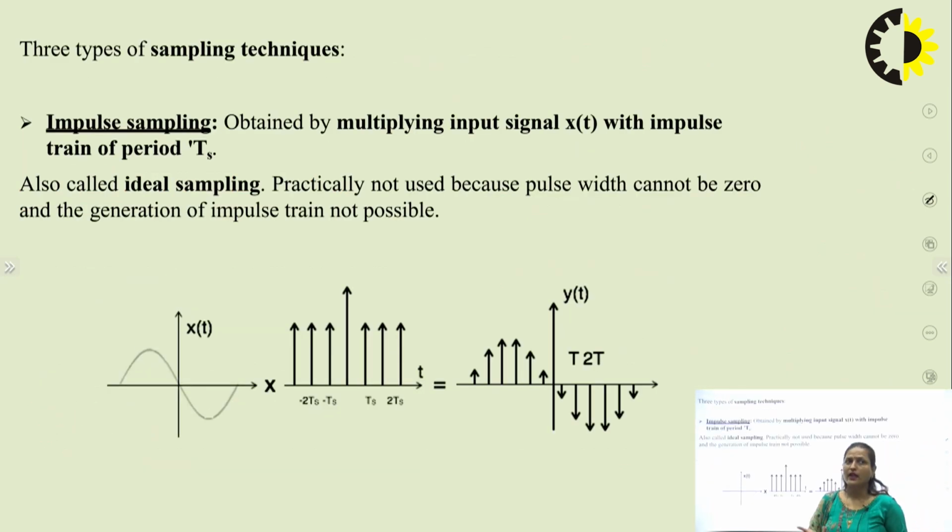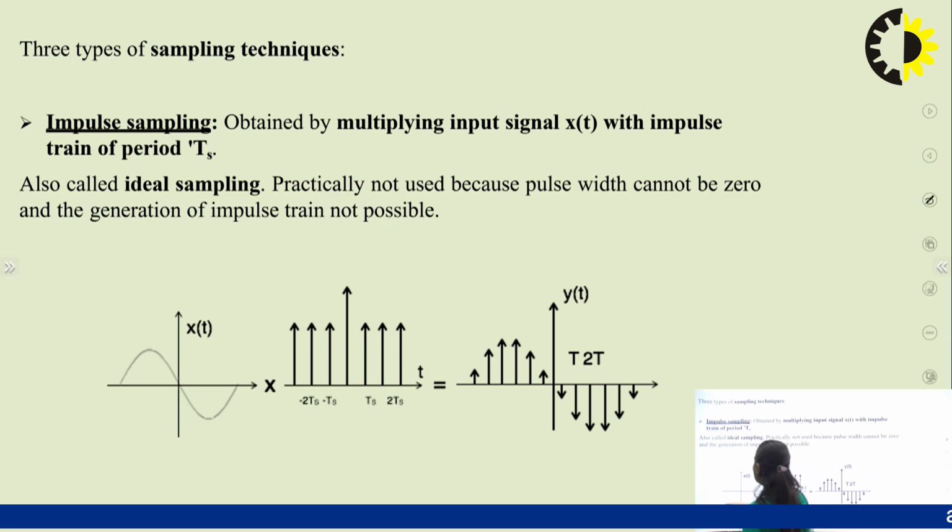So there are three types of sampling. First is the impulse sampling, then the natural sampling, and the last one is the flat top sampling. First we will discuss impulse sampling. Impulse sampling means your message signal is multiplied with the impulse train. See here, this is your message signal and it is multiplied with the train of pulses with the sampling time interval of Ts. When it is multiplied, we get this sampled signal. This is the ideal type of sampling.